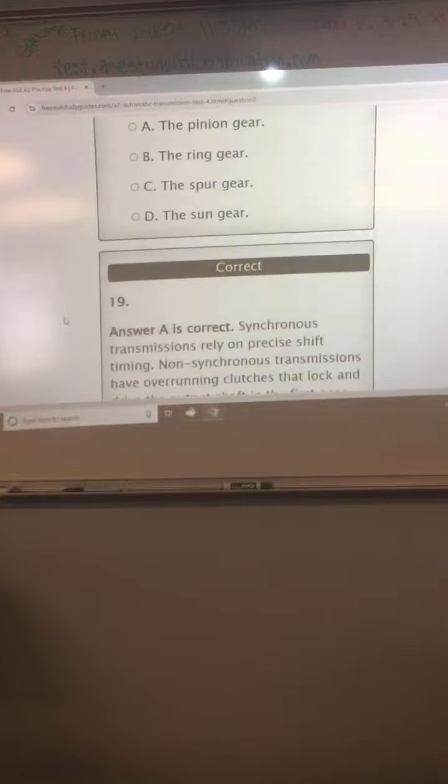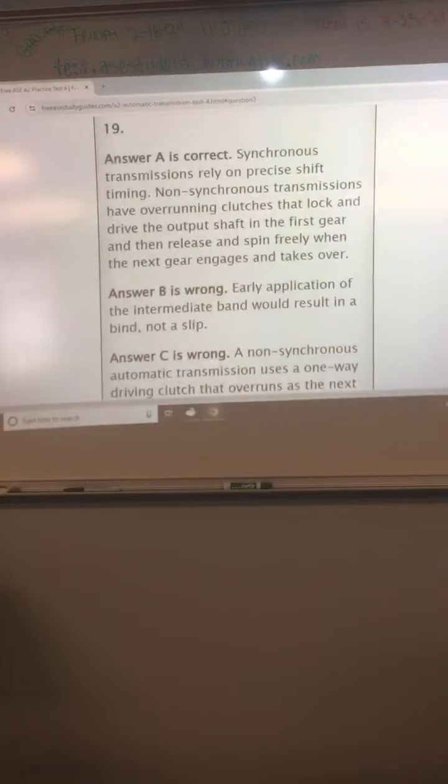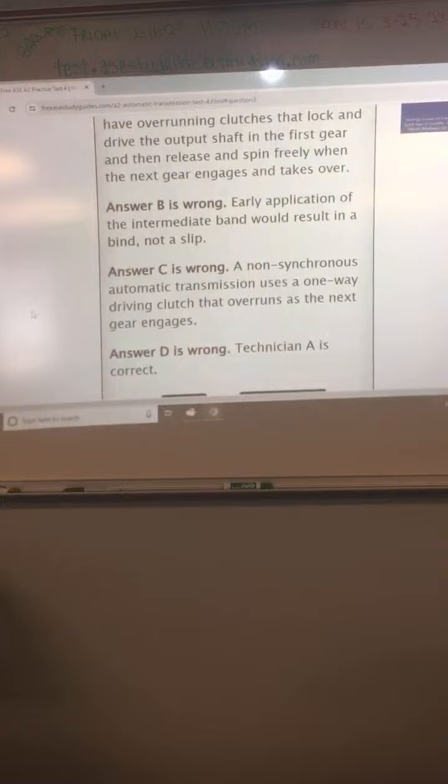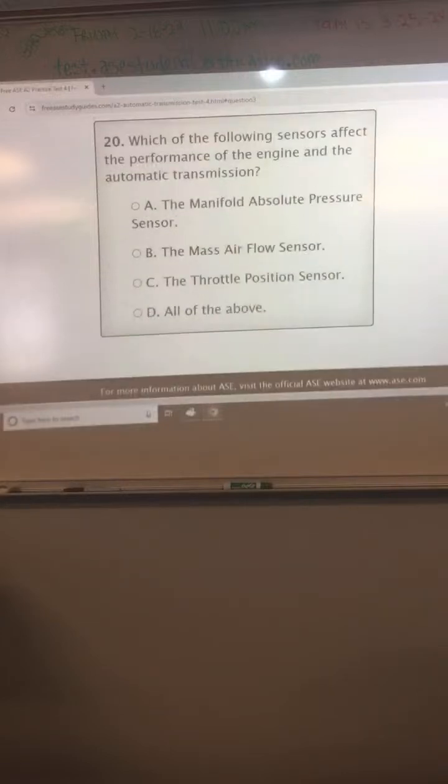Did you see why? They're not in sync. Synchronous transmissions rely on precise shifts; non-synchronous transmissions use an overrunning clutch to lock. Yeah, blah, blah, blah, right? Early application of the band would result in a bind, not a slip. That's really all we needed to see.